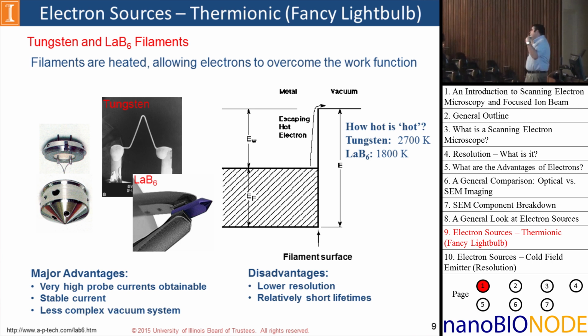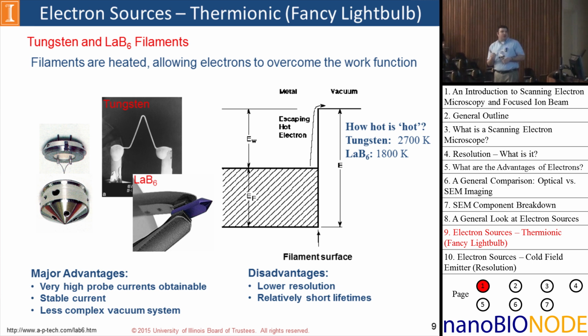So the question now is, how hot is hot? For tungsten, you're talking 2700 Kelvin. For LaB6, you're around 1800 Kelvin. Of course, if air hits these while they're at that high temperature, they explode. And that's not fun for anyone, hence the reason for the vacuum system. We'll come back to it, so don't worry about it. We'll all get there.